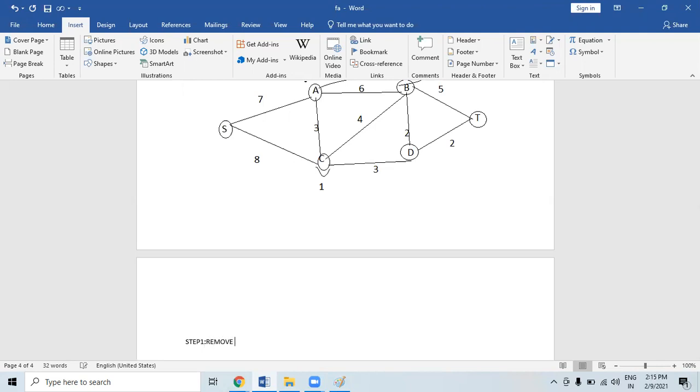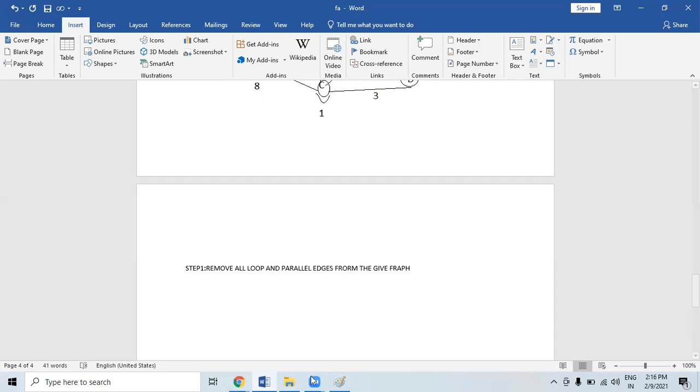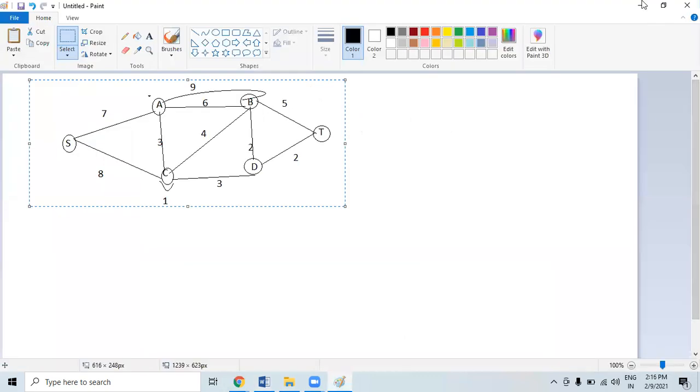Remove all loops and parallel edges. So in the first step we have to remove all loops and parallel edges from the given graph. In case of parallel edges, keep the one which has the least cost associated and remove all others. Okay, so let's move to Paint here and we have to remove a loop.